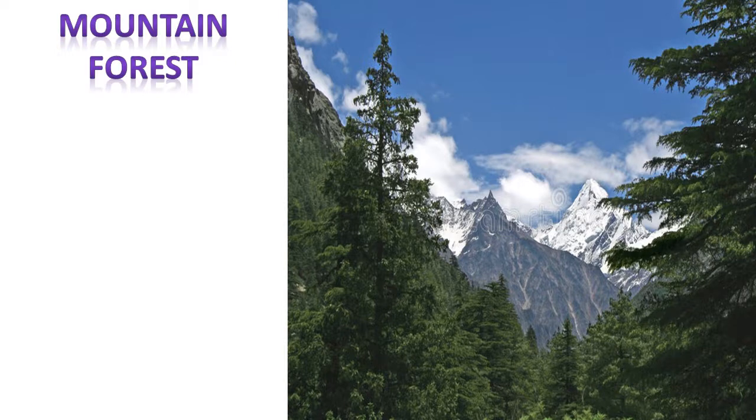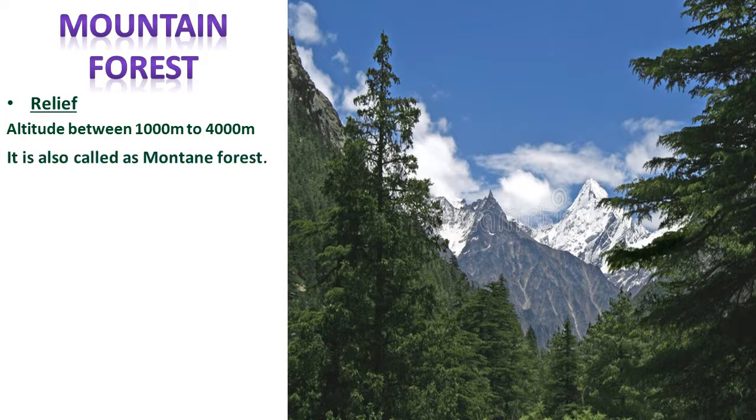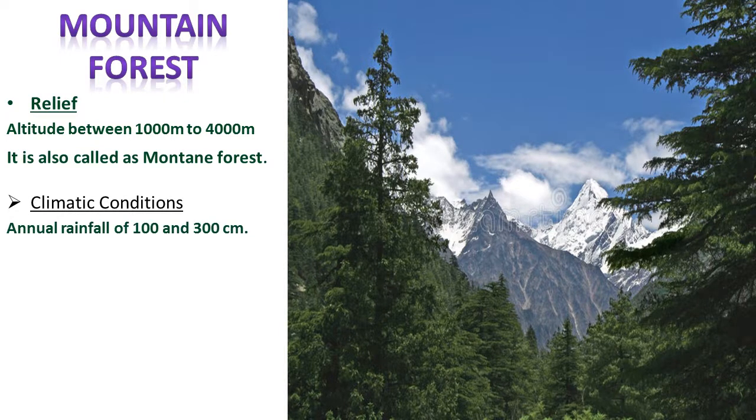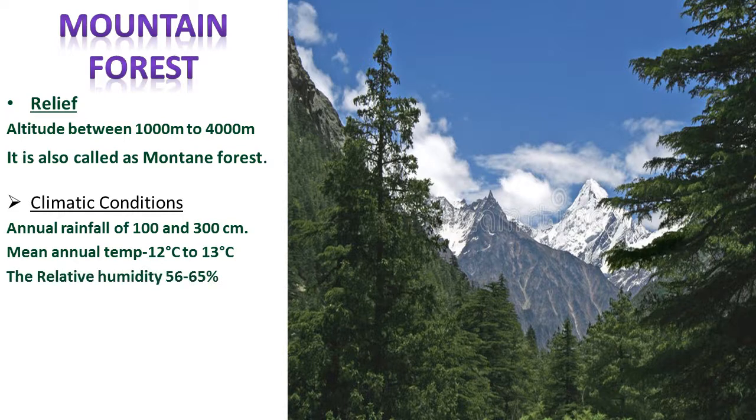Mountain forest can be defined as forest on land with an elevation or altitude between 1000 meter to 4000 meter above the sea level. It is also called as montane forest. These forests are found in the region having the annual rainfall of 100 centimeter to 300 centimeter, with mean annual temperature of 12 degrees Celsius to 13 degrees Celsius, and the relative humidity of 56 to 65%.